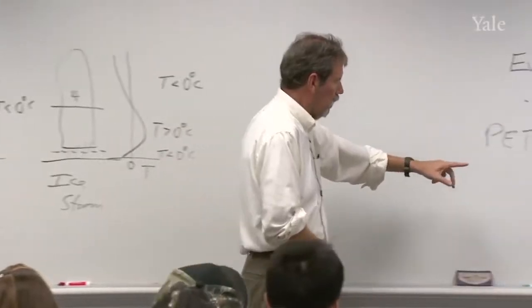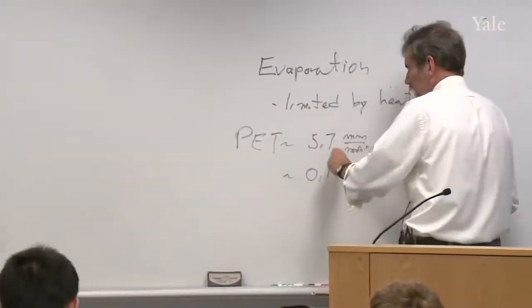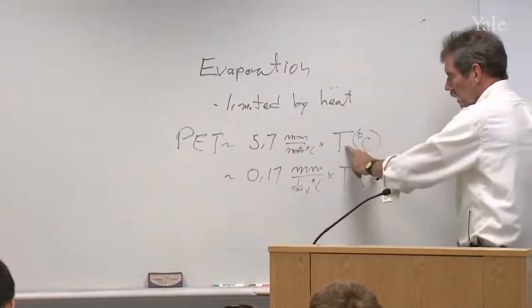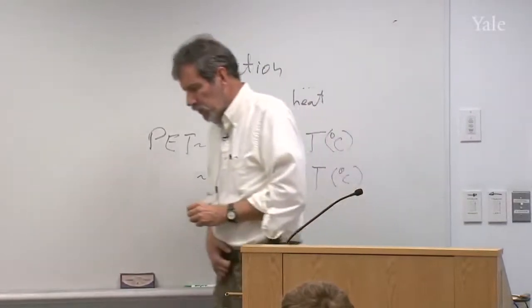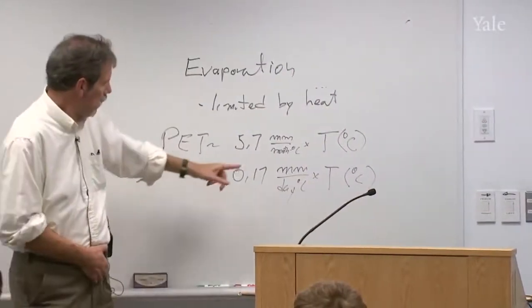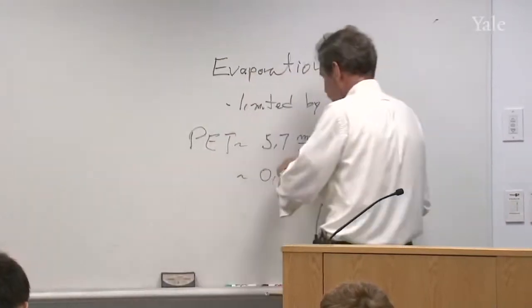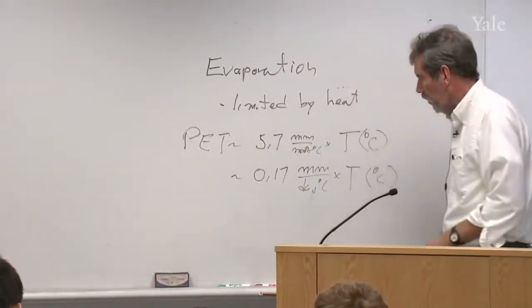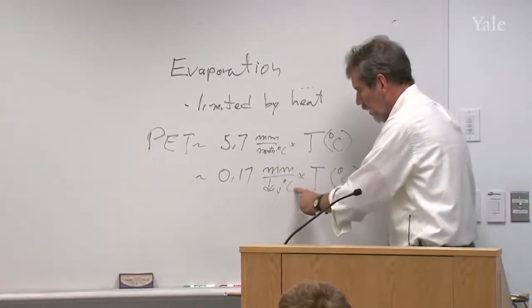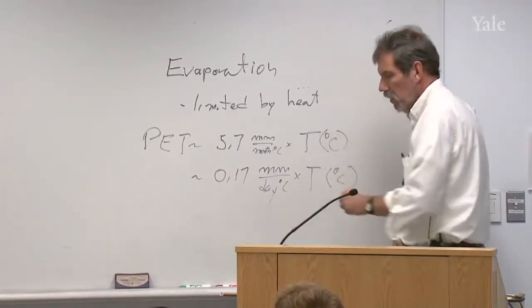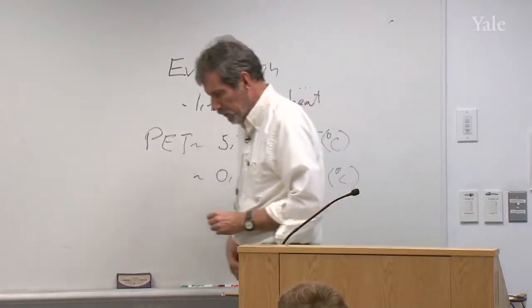And here's the formula. 5.7, a constant that I've developed, times the temperature expressed in degrees Celsius, if you want millimeters per month. If you want millimeters per day, just divide that by 30, and you get 0.17 millimeters per day per degree Celsius, multiplied by the temperature in Celsius.